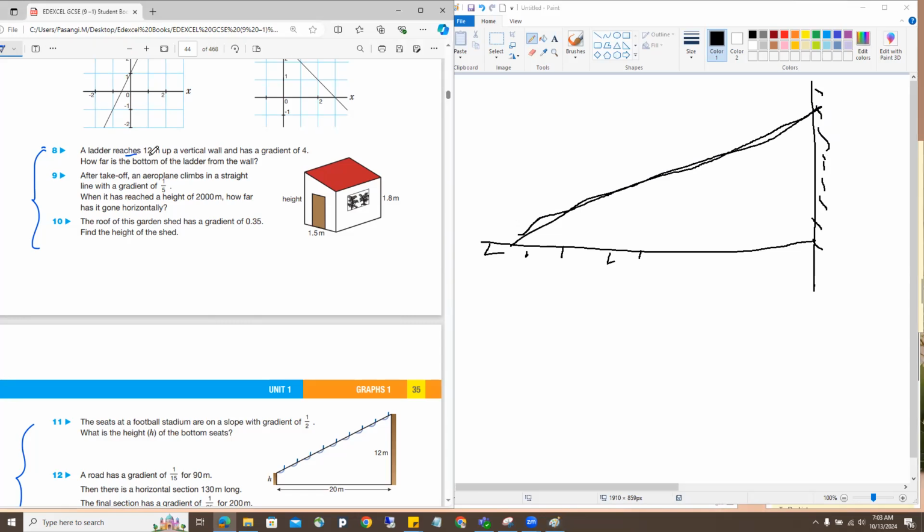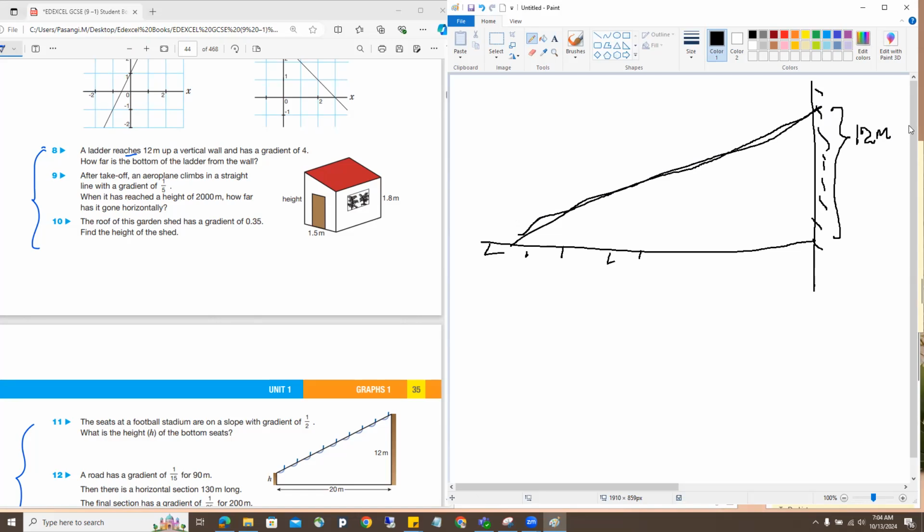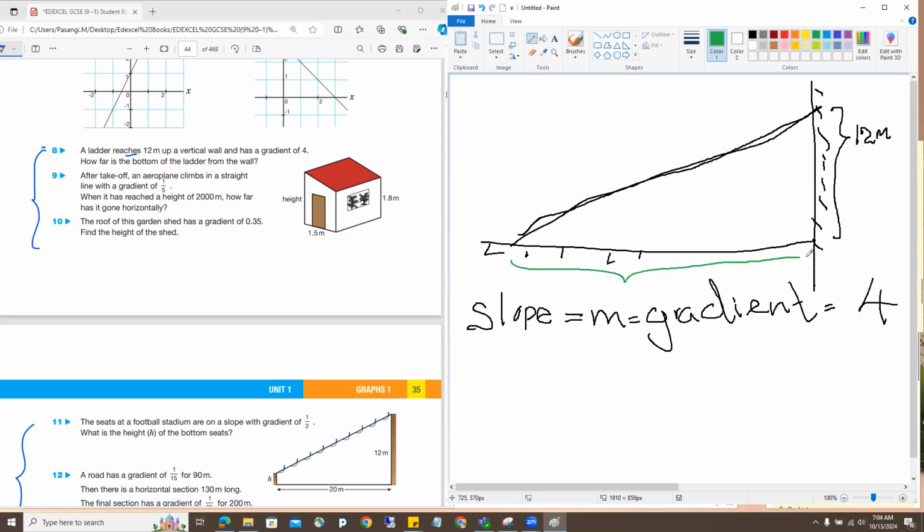The ladder reaches 12 meters up a vertical wall, so this distance is 12 meters. And it has a gradient of 4. Slope, M, or gradient, we define all of these the same. So the gradient is equal to 4. They have asked how far the bottom of the ladder is from the wall. They are asking for this distance. How are you going to find this? Try it now.